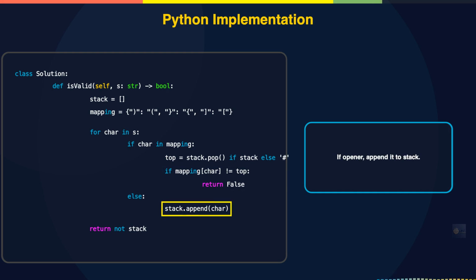If it's an opening bracket, we simply append it to the stack. At the very end, we return not stack. This returns true only if the stack is completely empty, confirming every bracket was closed.